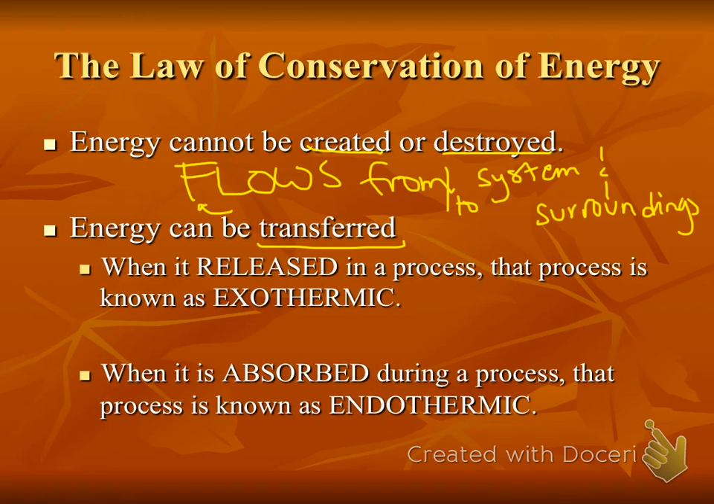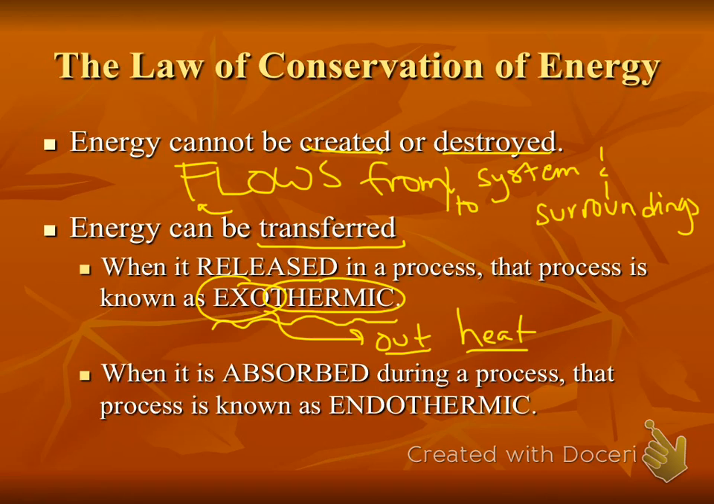It can be released from the system, and if it's released from a system, we call that exothermic. Exo means out, and thermic means heat. It doesn't have to be heat; it can be any kind of energy. But if the energy goes out, it's exothermic. If it comes in, if it's absorbed, then we call that endothermic. Endo means in, and again, thermic means heat. So if the energy is going in, it's called endothermic.